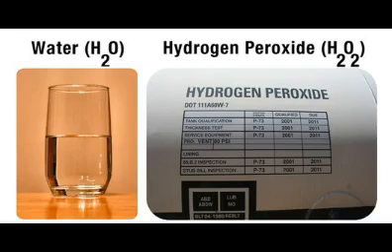Look at the figure of water, H2O, and hydrogen peroxide, H2O2, and think about these 2 compounds. Both compounds consist of hydrogen and oxygen, but they have different ratios of the 2 elements. As a result, water and hydrogen peroxide are different compounds with different properties. If you've ever used hydrogen peroxide to disinfect a cut, then you know it's very different from water.